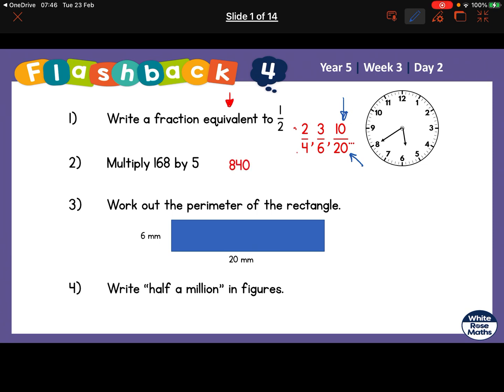Multiply 168 by 5, so that should be 840. If we multiply it by 10, we get 1,680, and then half of 1,600 is 800, half of 80 is 40, so 840.